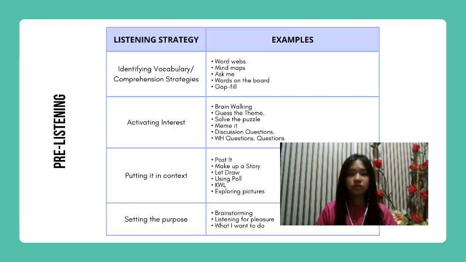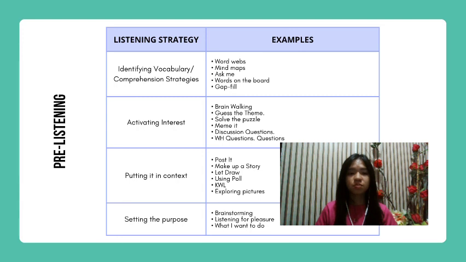Third is let's draw. To further engage students and activate their imagination, give them a topic related to the listening text and ask them to draw something related to it, providing as many details as they can. Then afterward, they can post their work for everyone to see, encouraging peer interaction and feedback.